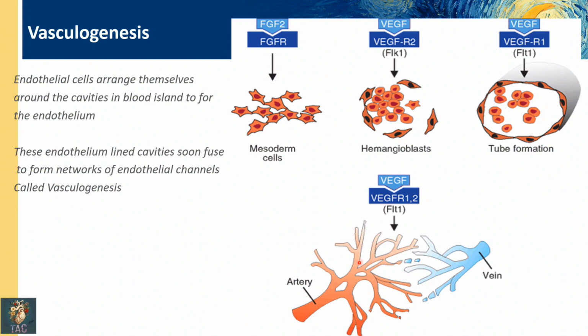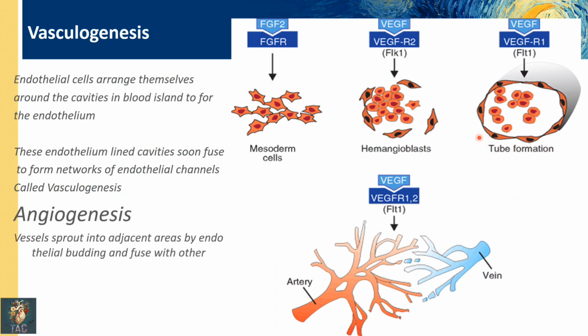So in this initial process, vasculogenesis, first the mesodermal cells, which are destined to form the blood cells, are activated by fibroblast growth factors. They will form the hemangioblast. Then the cells surrounding these cavities will form the endothelial cells by the activation of the vascular growth factors, and when these endothelial lined cavities join each other, they will form the channels, and the process is called vasculogenesis.